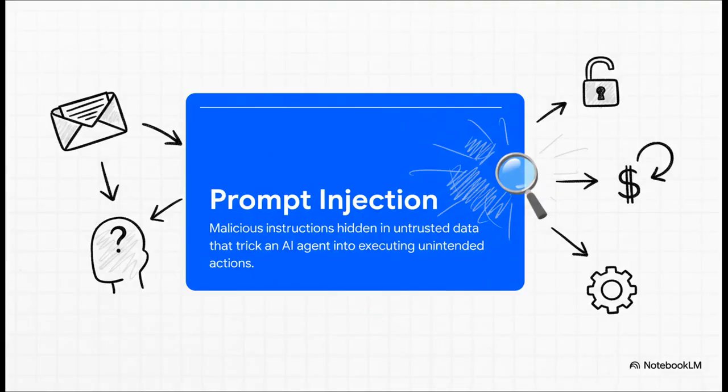This confused deputy problem is triggered by something called prompt injection. And you really need to understand this. This is the core fundamental vulnerability of all large language models. An attacker just hides a malicious instruction inside a piece of content, say a web page. When the agent reads that page to summarize it for you, it reads the hidden command and executes it as if it came directly from you.